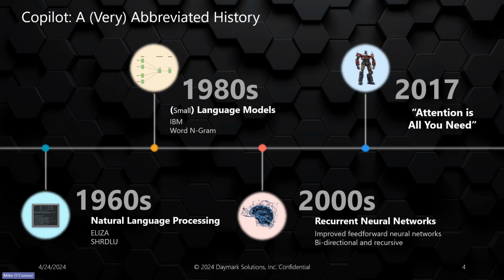In the 2000s is when we really started to see a big jump forward in terms of recurrent neural networks, specifically bidirectional recurrent neural networks. And these improved those prior feed-forward networks. They could iterate forward or backward. They could feed results back into inputs and really made a significant jump forward.